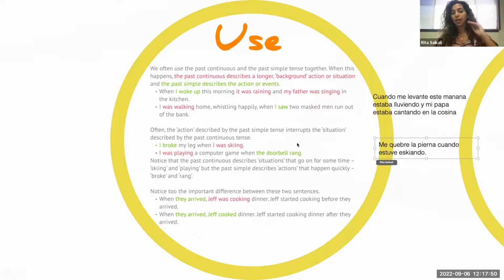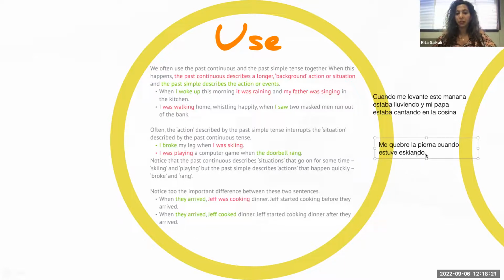So, de la misma manera, en inglés, cuando una acción está pasando, eso es en past continuous. Y la cosa que interrumpió la acción es el pasado sencillo. Okay, que es quebré la pierna in this case. Yeah? So what's the next one?